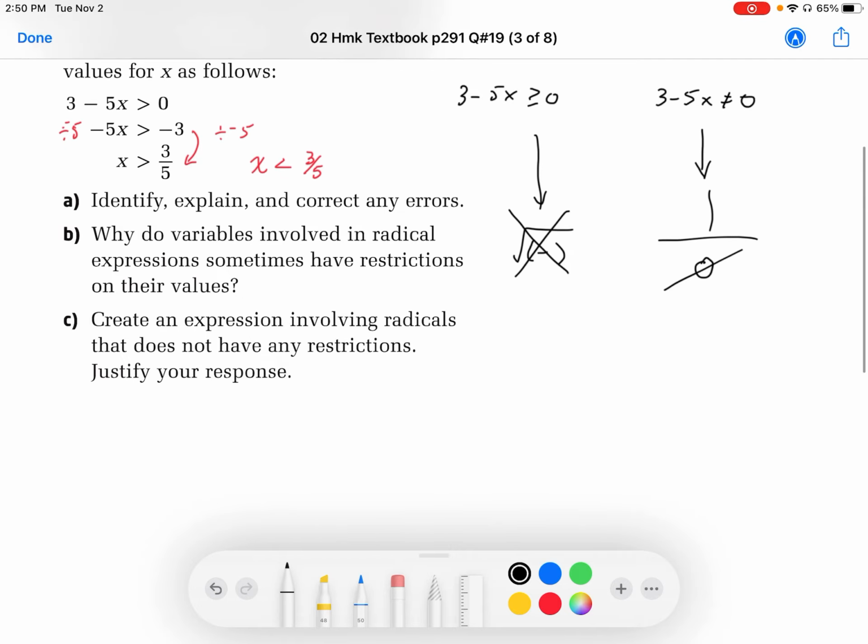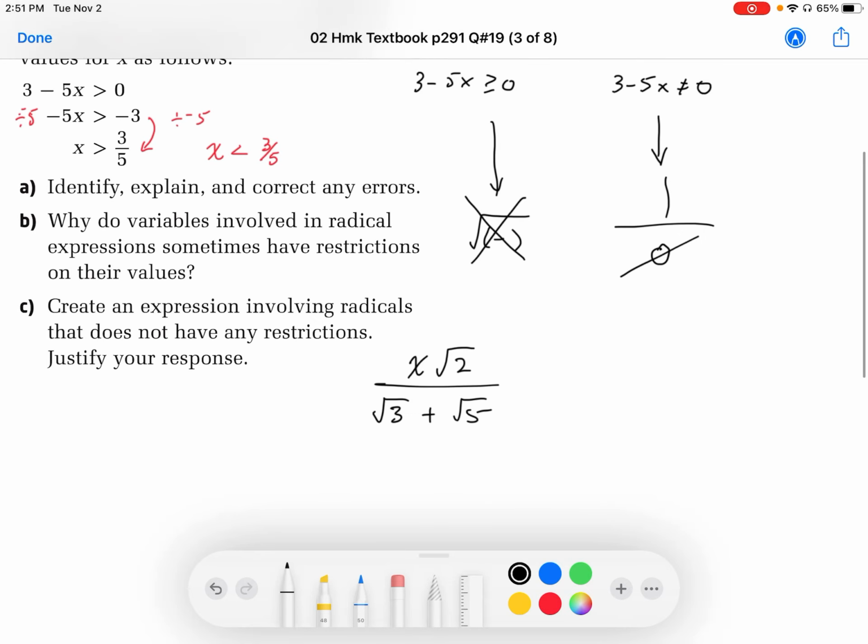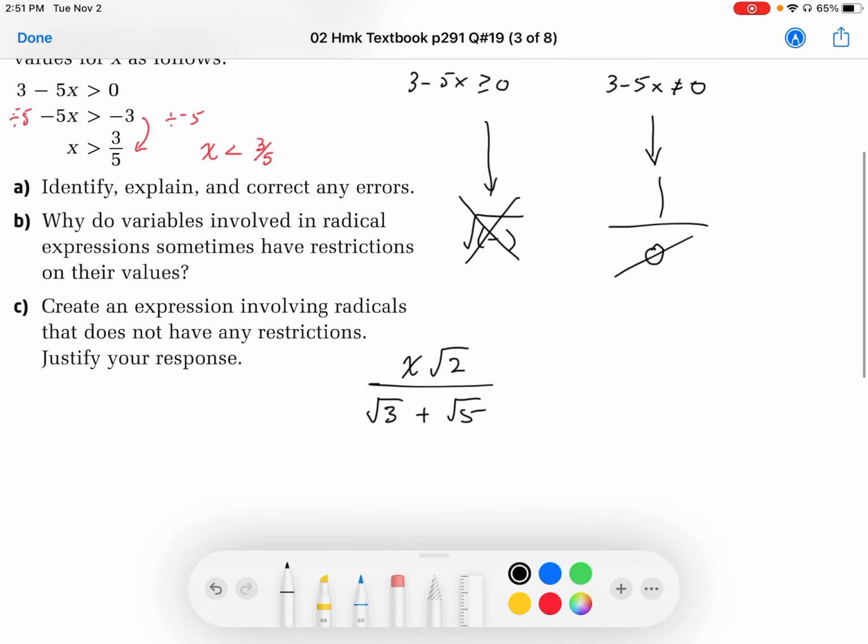The last part of this says create an expression following radicals that does not have any restrictions. Well, there's lots of different answers. You can just put an x outside the radical, and that would not give us any restrictions, or we have the radicals have no variables in them, so there wouldn't be a restriction on it. So that would be one example.